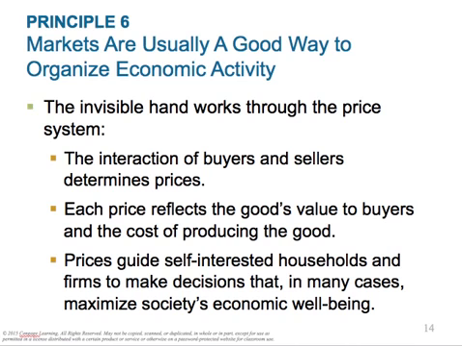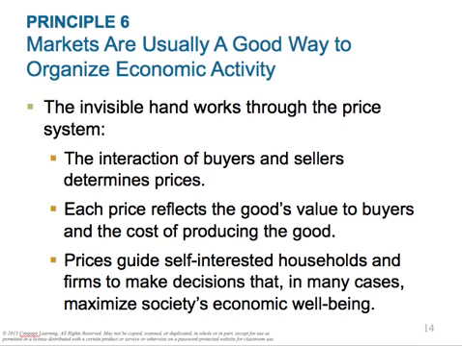So, Principle 6, markets are usually a good way to organize economic activity. The invisible hand works through the price system. Now, you'll come to know what we call the quote-unquote invisible hand a little bit better, but it's that thing I was talking about, the economies organically organizing themselves, as long as the invisible hand's allowed to work. And it does this through the price system. There's an interaction of buyers and sellers that determine prices. You have buyers that are willing to pay a certain amount for goods. You have sellers that are willing to sell a certain amount of goods for those prices. Each price reflects the goods' values to the buyers and the cost of producing the good.